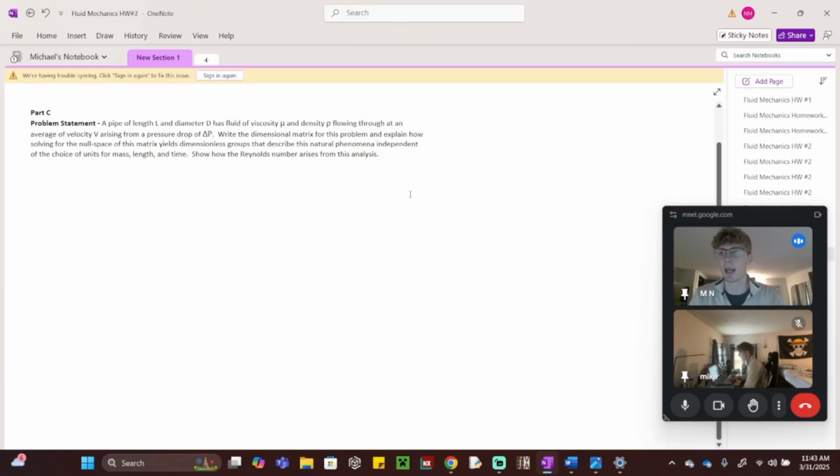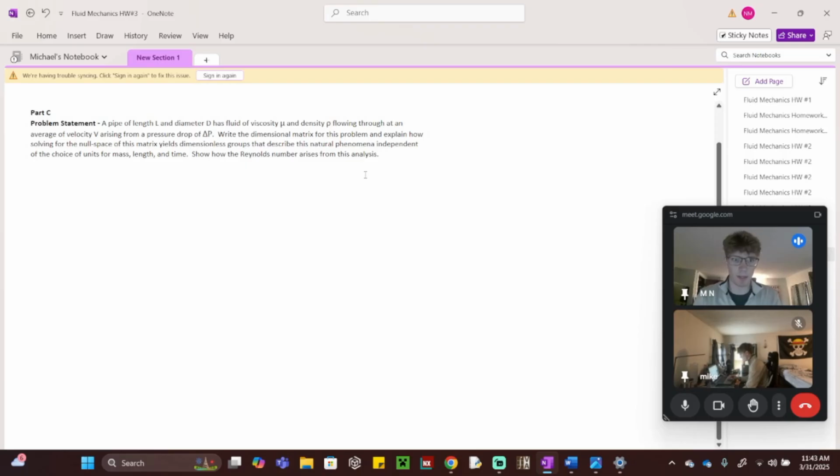The problem statement is asking: a pipe of length L and diameter D has fluid of viscosity mu and density rho flowing through at an average velocity v arising from a pressure drop of delta P. Write the dimensional matrix for this problem and explain how solving for the null space of this matrix yields dimensionless groups that describe this natural phenomena independent of the choice of units for mass, length, and time. Show how the Reynolds number arises from this analysis.